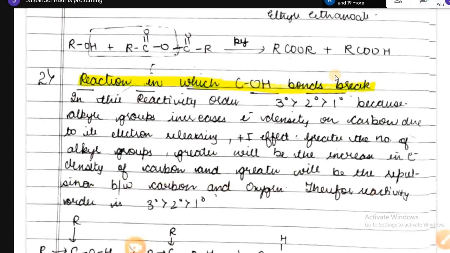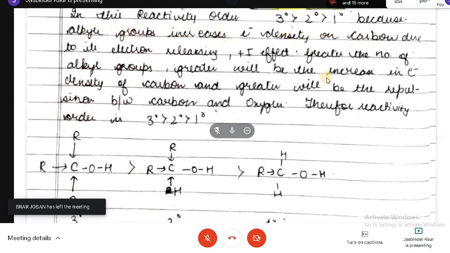So next are reactions in which the C-O bond breaks, and in these, tertiary alcohols are more reactive. In the first case, in which the OH bond breaks, primary were the most reactive, then secondary, then tertiary. And in these, in which the carbon-oxygen bond breaks, tertiary are most reactive, then secondary, then primary. Because in tertiary we have 3 alkyl groups.